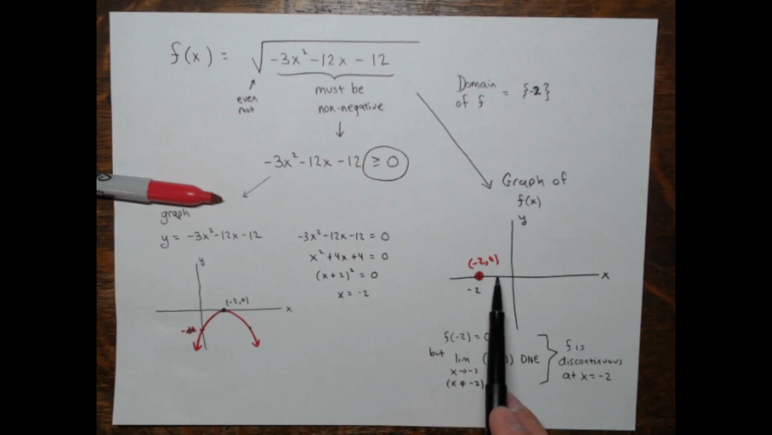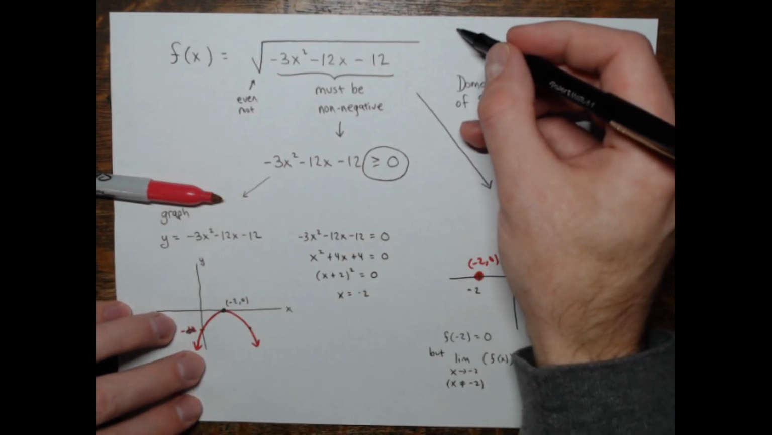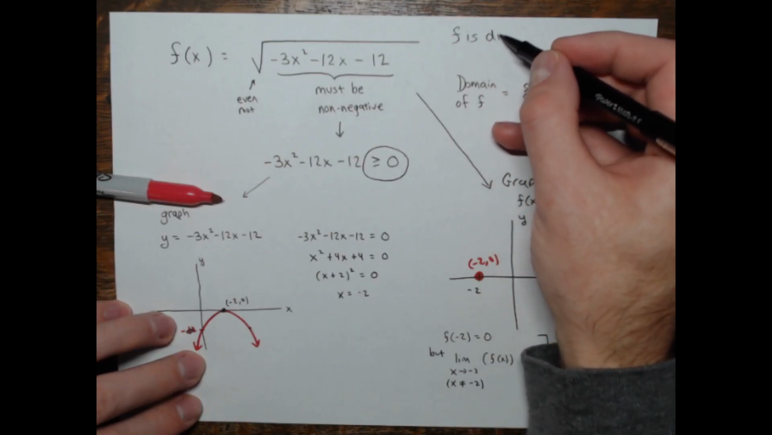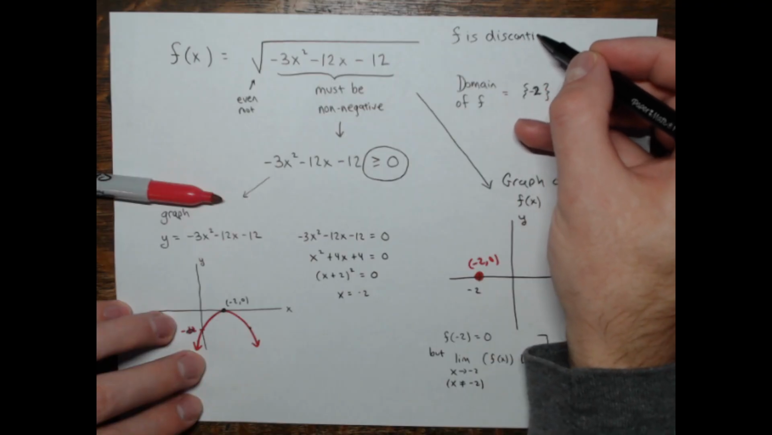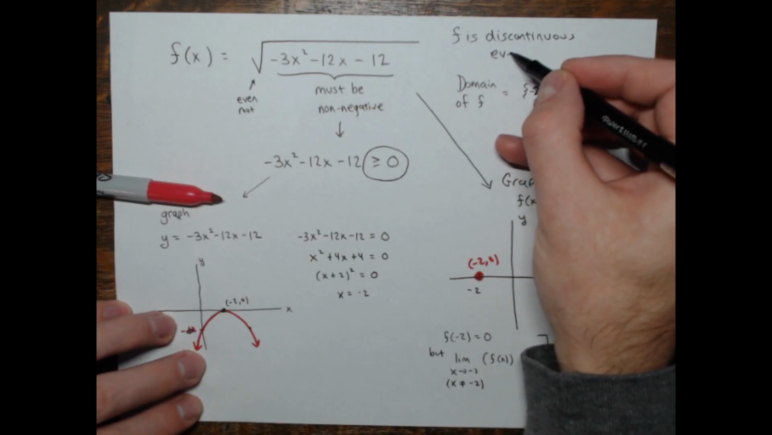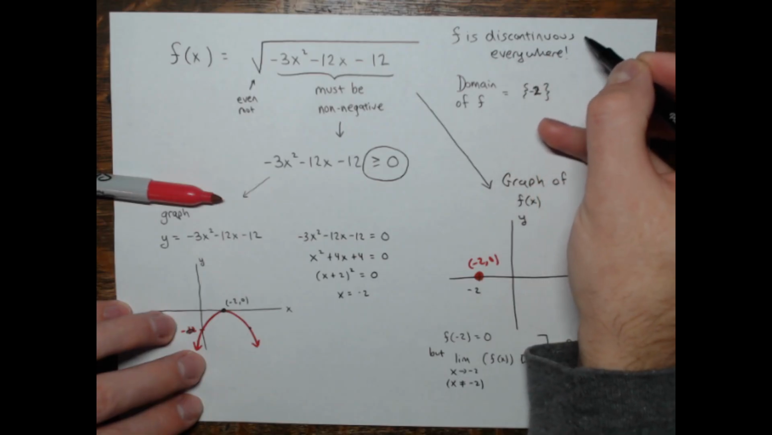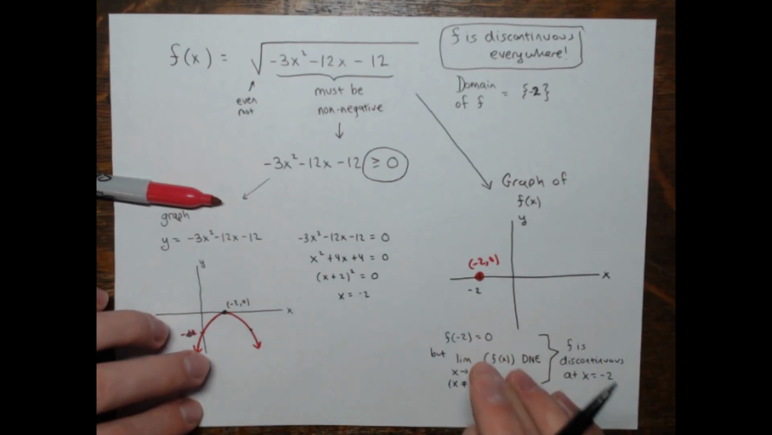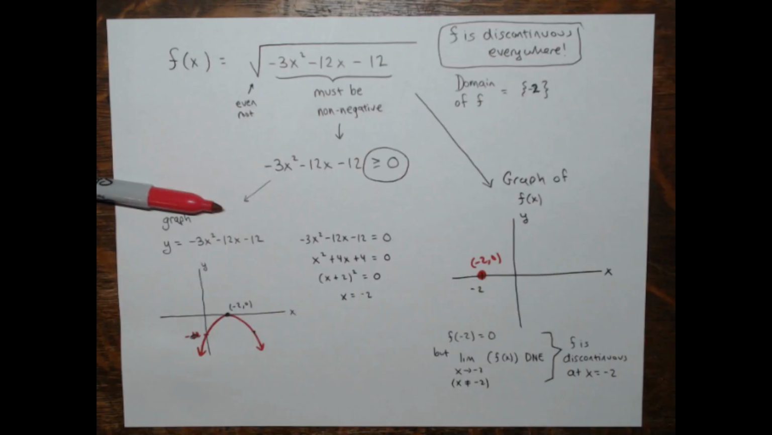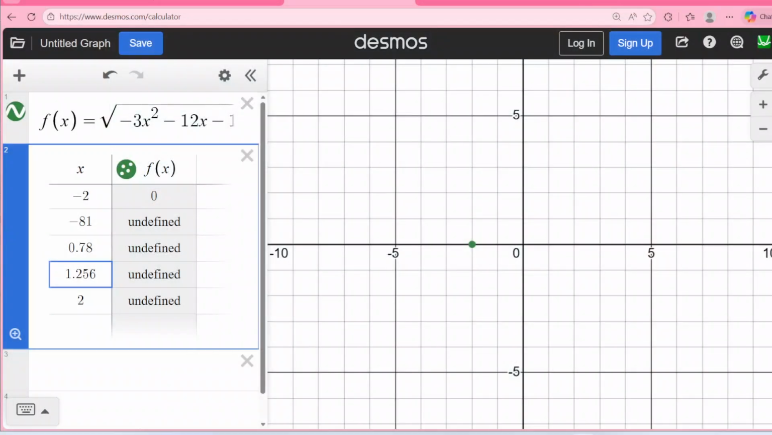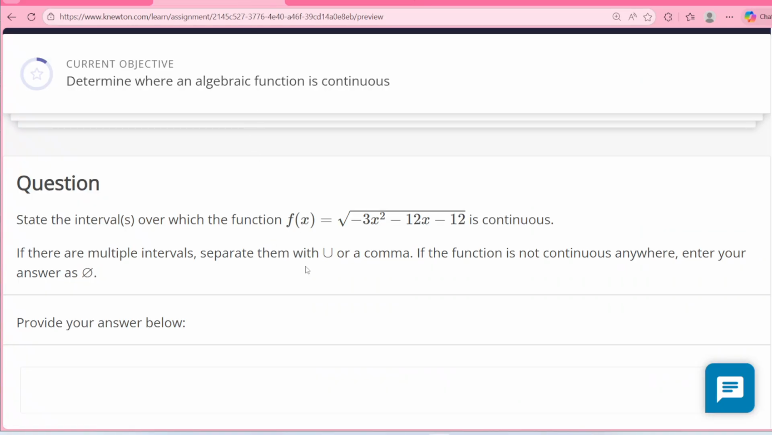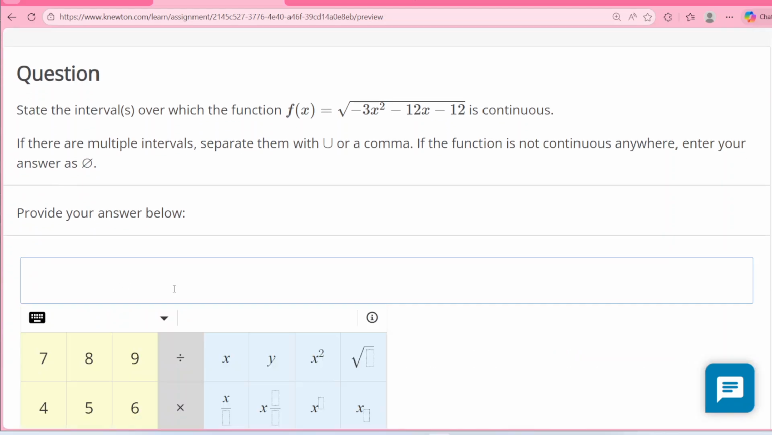And of course, it's not defined anywhere else. So overall, f is discontinuous everywhere. They would say discontinuous everywhere for all x. There is no point where this is continuous by definition using those three conditions of continuity. So back in the problem, you see this kind of gave it away that might happen. See the part of the instructions where it says, if the function is not continuous anywhere, enter your answer as this empty set, and that's what we discovered.